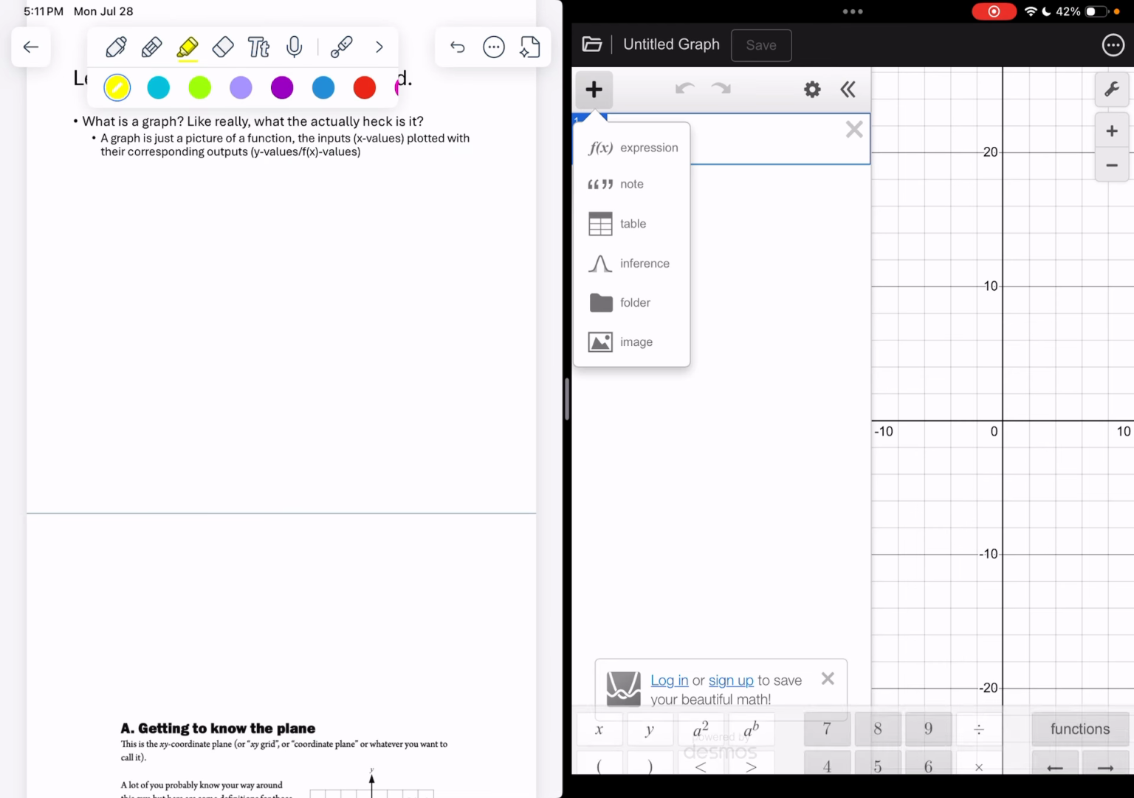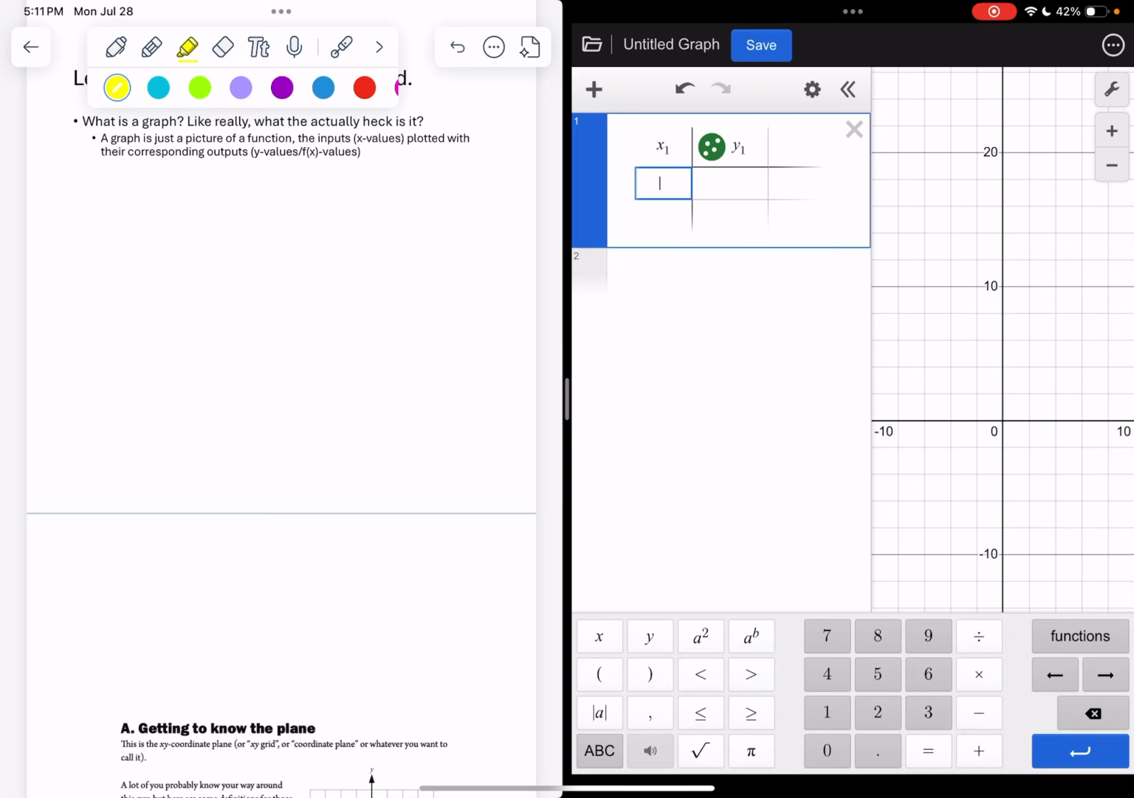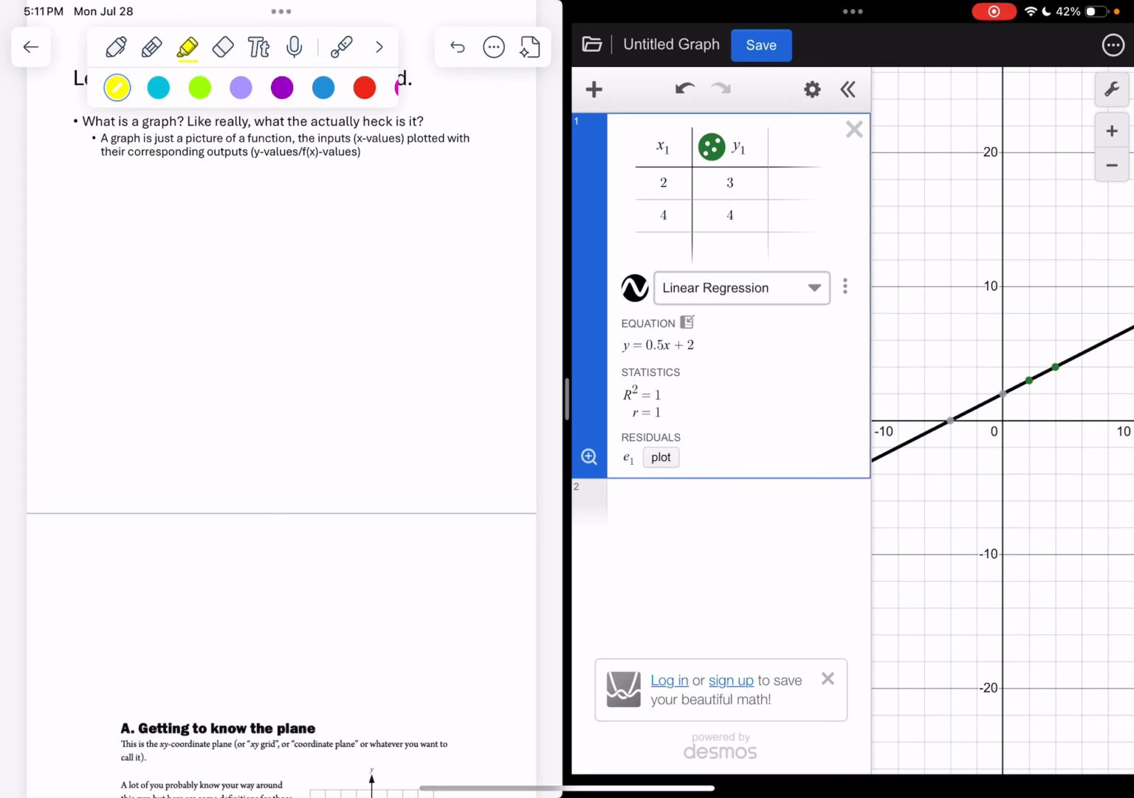I'm going to hit the plus sign. I'm going to hit the table. I'm going to enter our points, which were 2 for the x, 3 for the y, and 4 for the x and the y. When I hit the little line that goes through the points there, it says linear regression, and look under equation. We definitely see right about here the y equals 1/2 x plus 2, which is exactly what we found by hand.